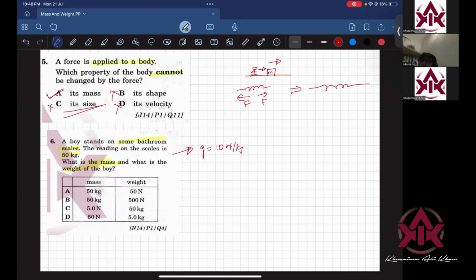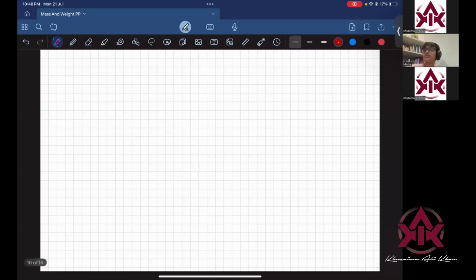Obviously, when the scale shows 50 kg, that is the mass of the object here, right? So the mass of the object is 50 kg. So option C and D are wrong, right? So either option A is correct or B is correct. I want to find out the weight of the boy here. Weight is equal to mg. So the weight is going to be mass, that is 50, times the gravitational field strength. So the weight of the boy is coming out to be 500 Newton, right? So the object has a mass of 50 kg and a weight of 500 Newtons. That is the answer. Option number B is your answer over here, right? Any questions? No. Okay, good.